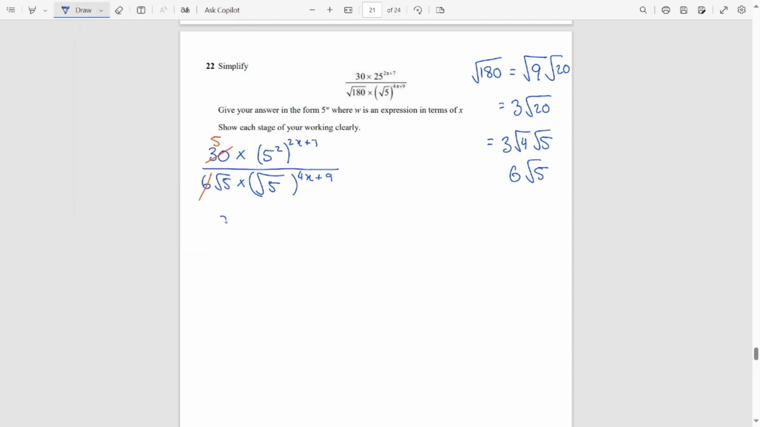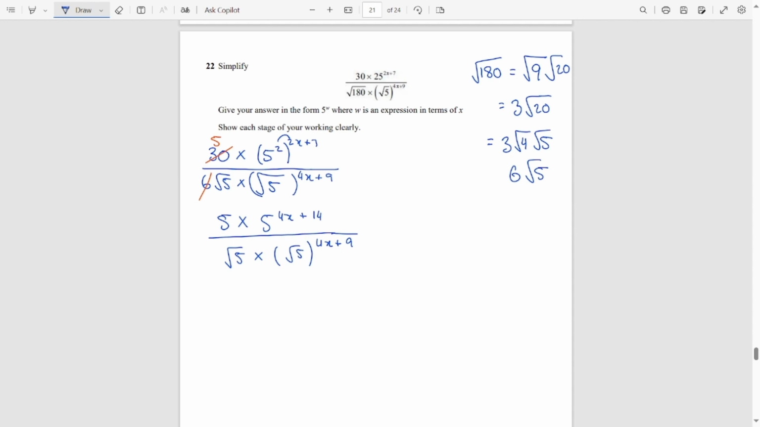Okay, so now we have 5 on the top multiplied by, and I think I want to simplify these indices. So I'm going to multiply these two things here together. So this is 5 to the 4x plus 2 times 7, which is 14, over root 5 times root 5 to the 4x plus 9. Okay, this is looking a lot better because I can see lots of 5s happening.